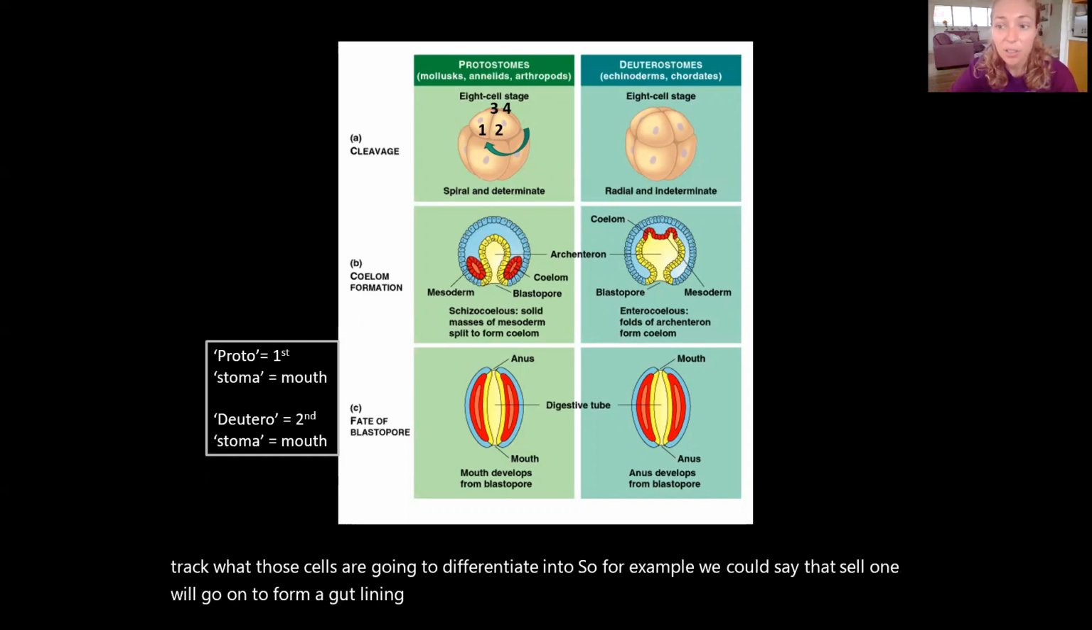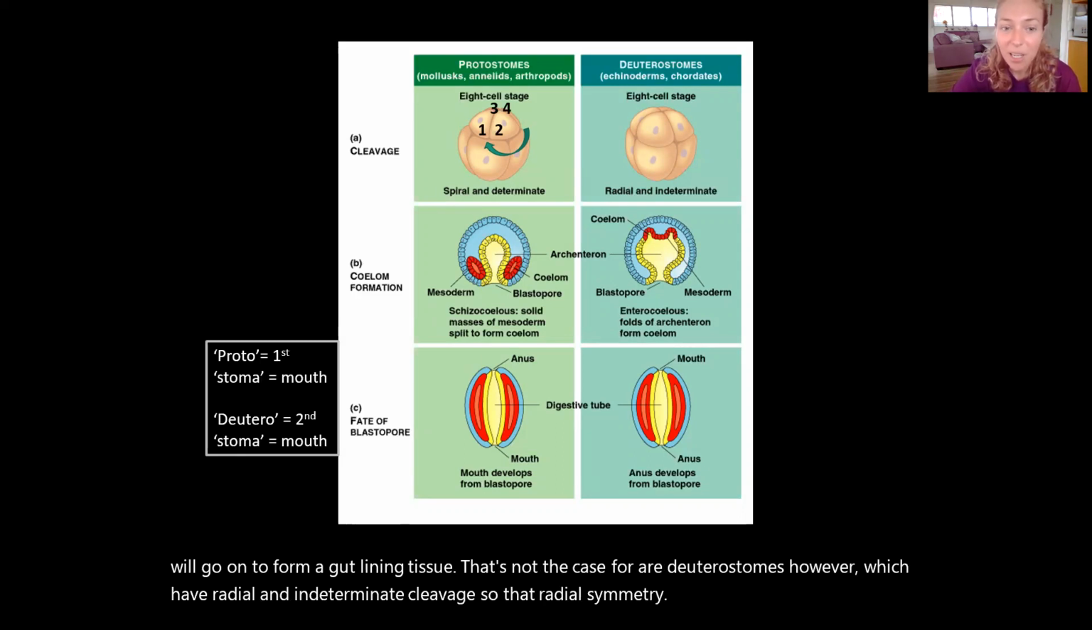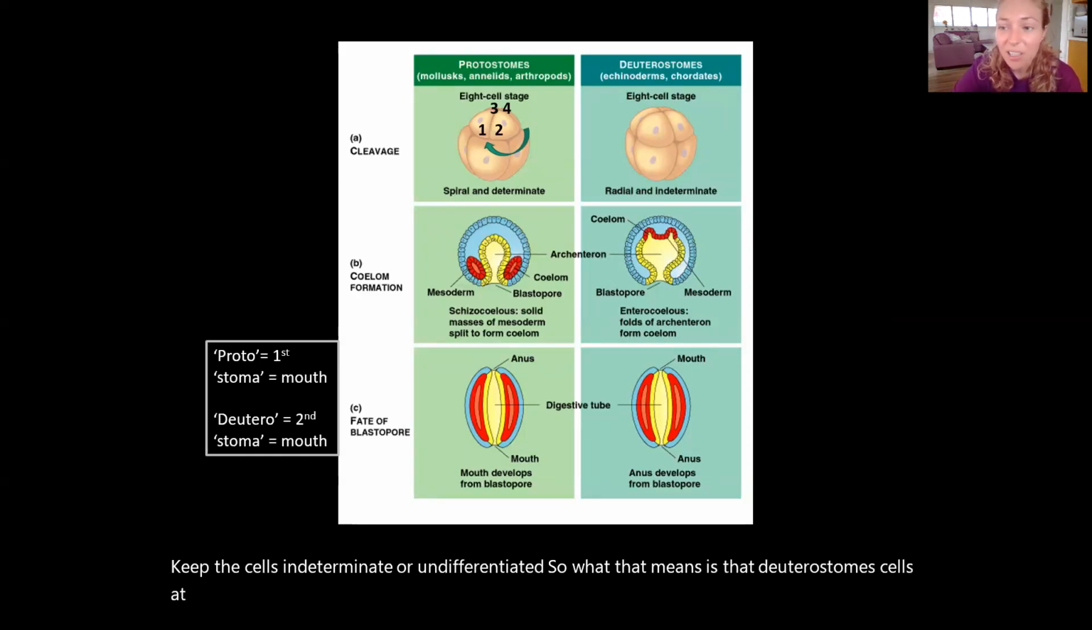That's not the case for our deuterostomes, however, which have radial and indeterminate cleavage. So that radial symmetry keeps the cells indeterminate or undifferentiated. So what that means is that deuterostome cells at the 8-cell stage can differentiate into any type of tissue.